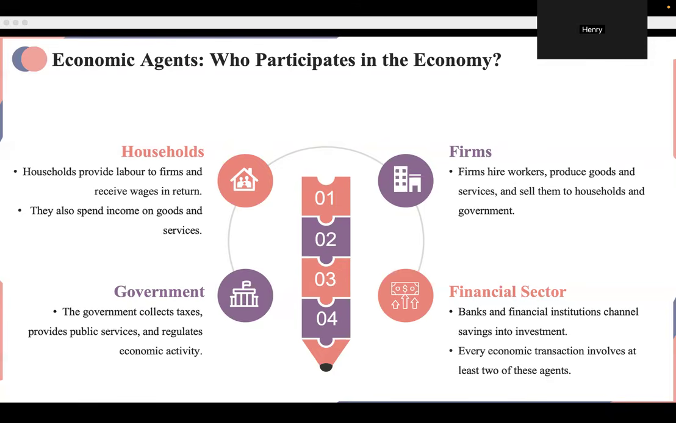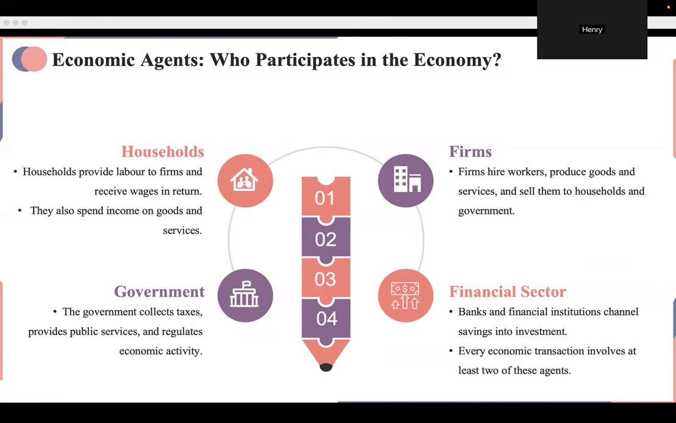Three, government. The government plays multiple roles. It collects taxes, provides public services such as education, healthcare, and infrastructure, and also regulates economic activity. It also redistributes income and influences overall economic activity.